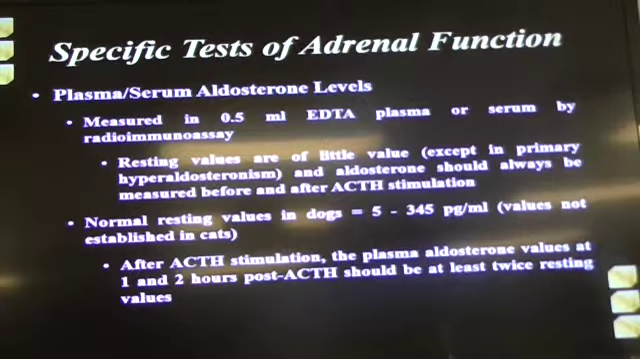Resting levels in dogs are a really narrow range, 5 to 345. These are picograms, so it really isn't a whole lot there. We haven't established the values in cats because cats just don't want to cooperate, okay? Now, after ACTH stimulation, your plasma aldosterone values at 1 and 2 hours post-ACTH should be at least twice what they were at the resting values to tell you if you've got normal levels.